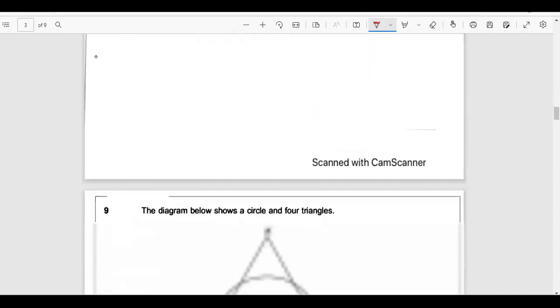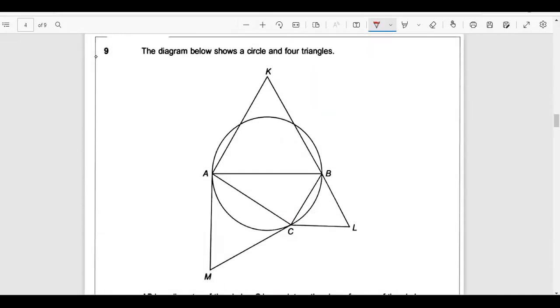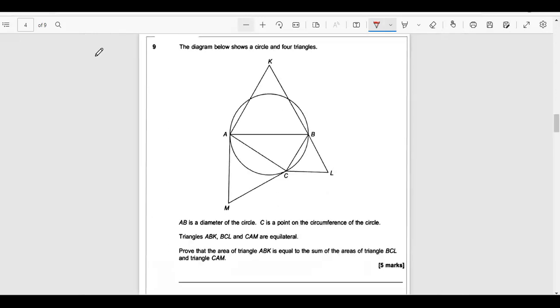Let's talk about the third one. Now this is a very interesting question. It is actually very easy, but initially it looks a bit challenging. Why? Because it is a 5-mark question. Okay, let's understand it. The diagram below shows a circle and 4 triangles. So we have a circle and we have 4 triangles. AB is a diameter of the circle. C is a point on the circumference of the circle.